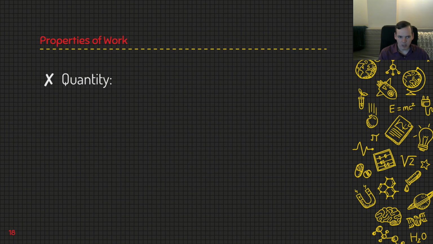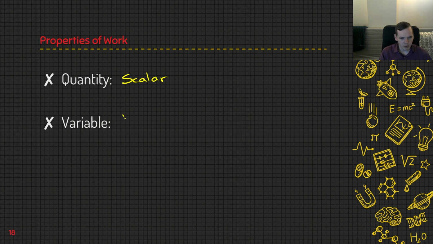So, some properties of work. Work is a scalar quantity. It can be positive, it can be negative, but those don't indicate direction. They indicate increase and decrease.